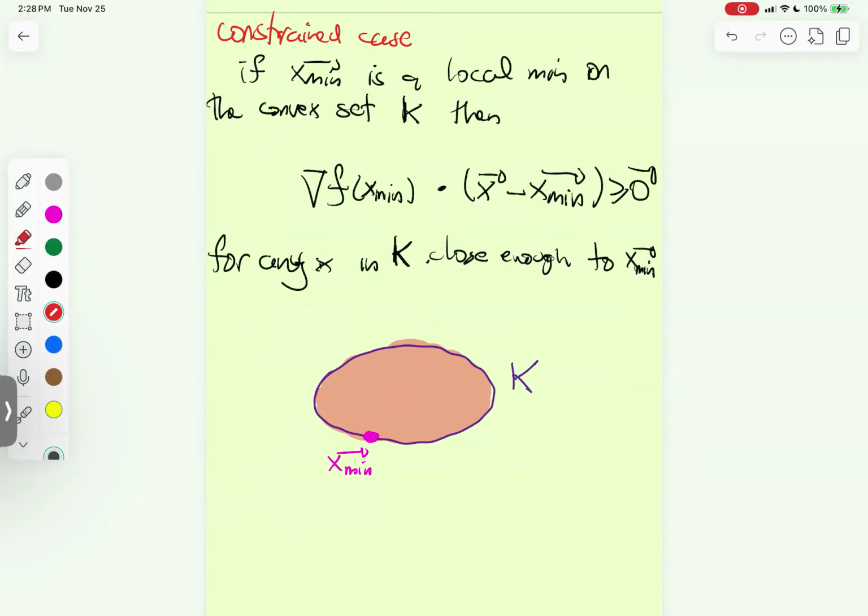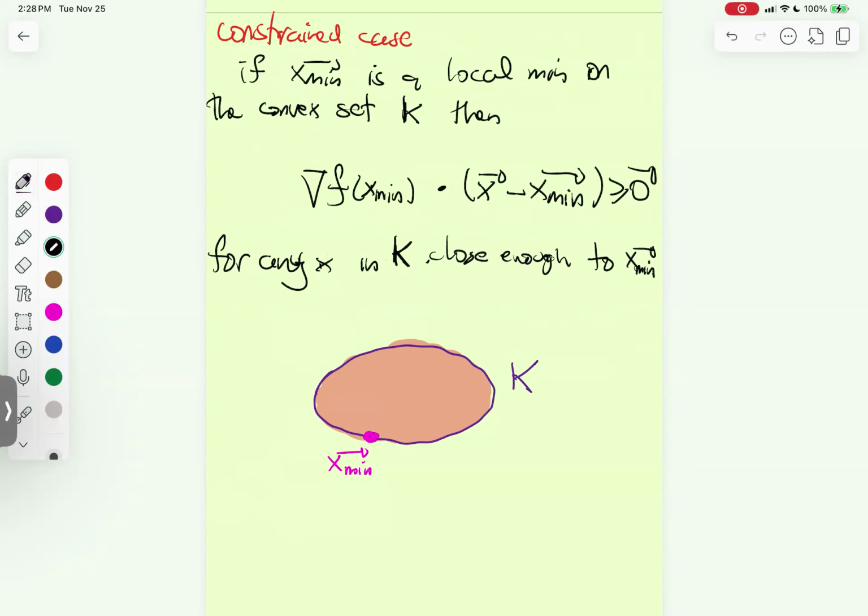You're saying that for any of those points on this convex set, close enough, the value of the function here is less than the value of the function at the other. So not all directions are available at that mean, right? Because for example, you cannot move in this direction because that's outside the convex set. So that is the main difference.